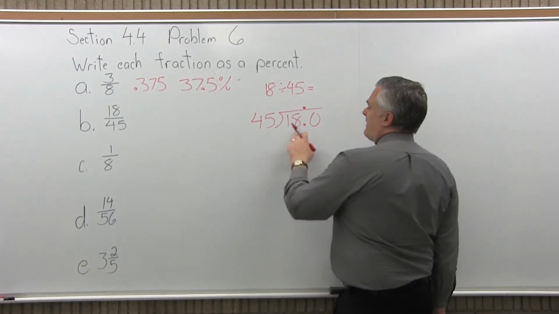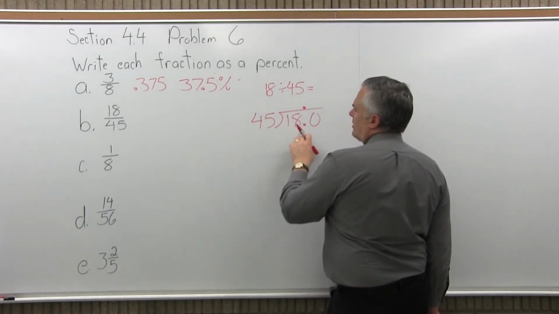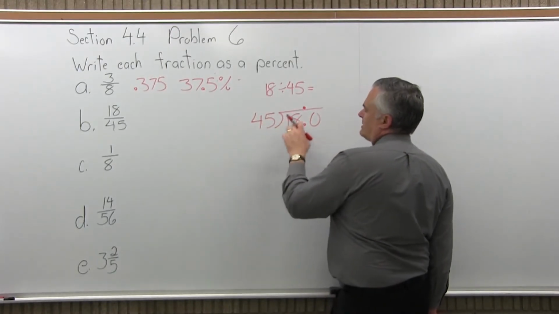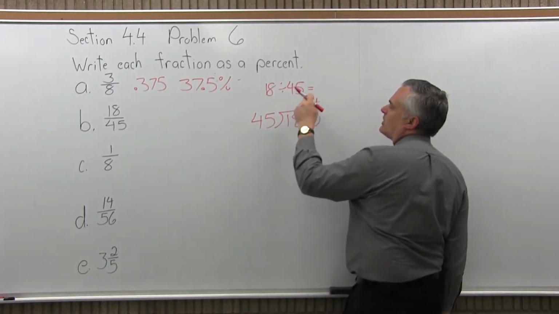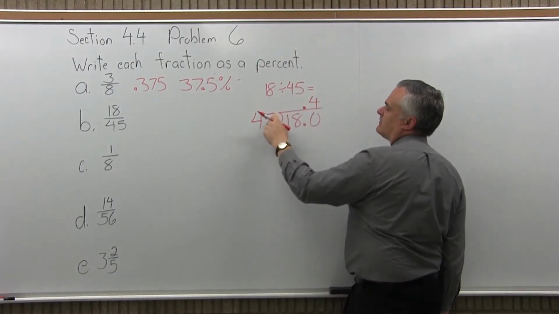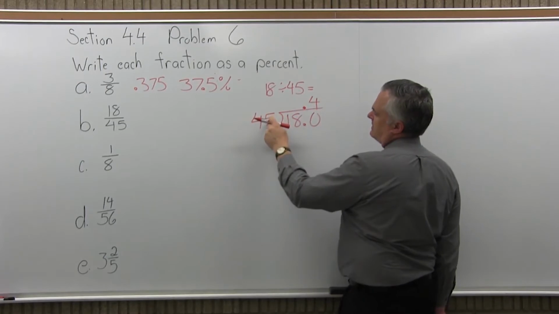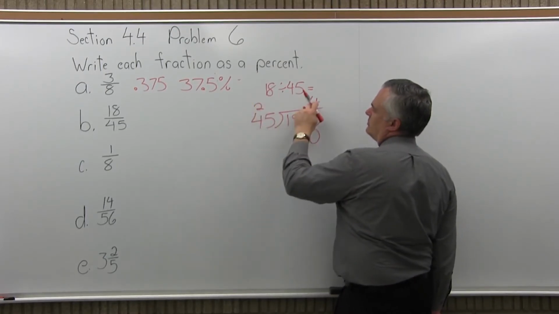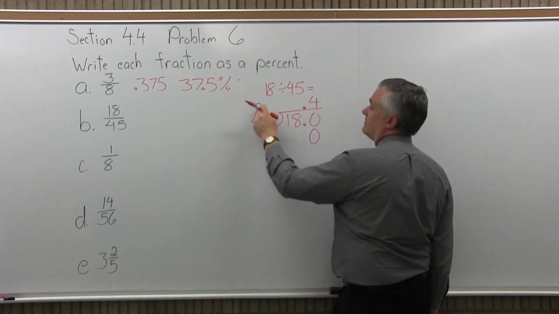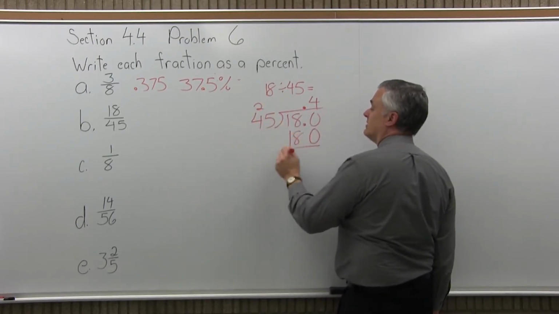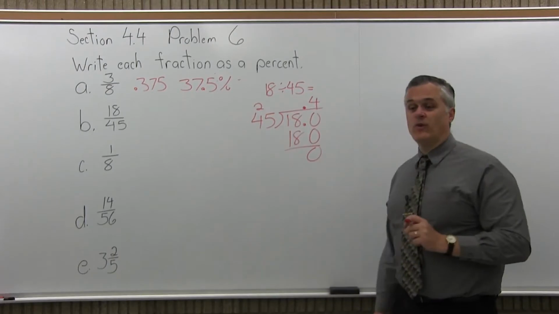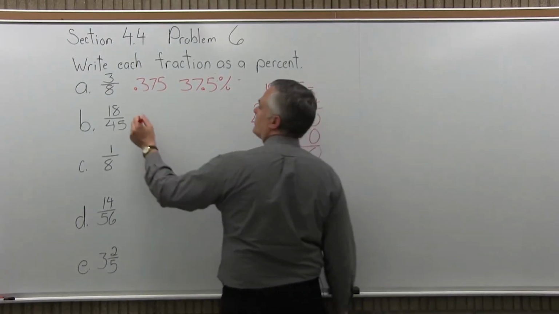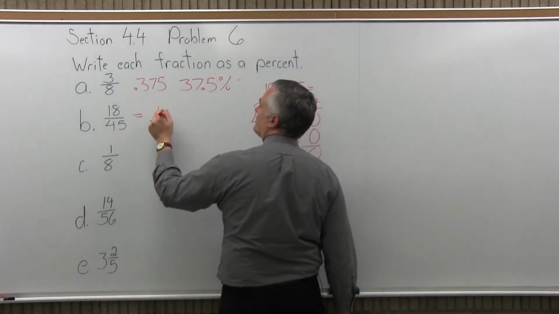So now 45 into 180. Well, I know it'll go into 90 twice, so if I make it 4, it should work. Let's try it. 4 times 5 is 20. Write the 0, carry the 2. 4 times 4 is 16 plus 2 more, 18. So it fits in good in one shot. So it's 0.4. 18 over 45 is equivalent to 0.4.